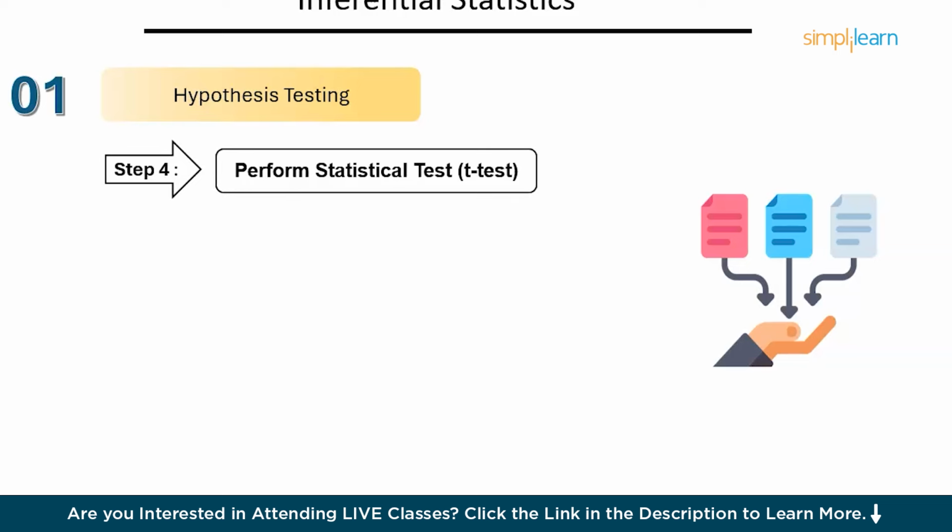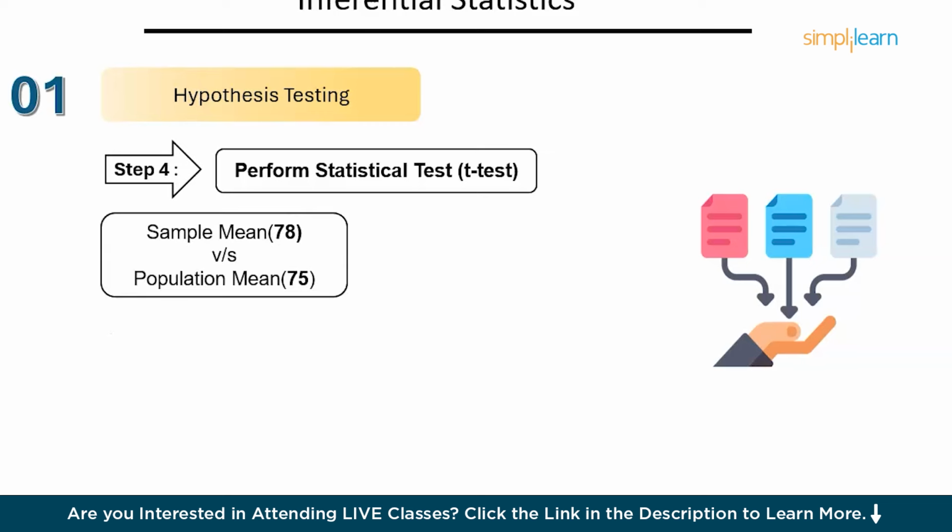With the data in hand, we need to perform a statistical test. For this test, we will use a t-test which will help us compare the sample mean 78 to the population mean 75. The t-test checks if the difference between the two means is significant or if it could just be due to random chance. Moving on to the next step, that is the p-value.